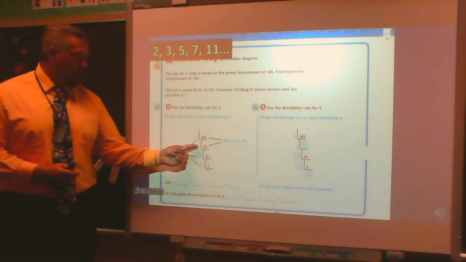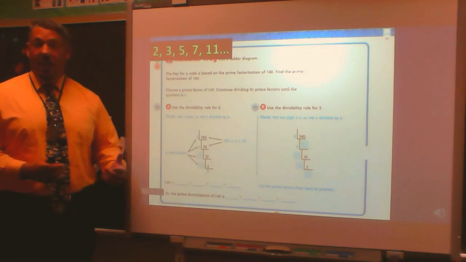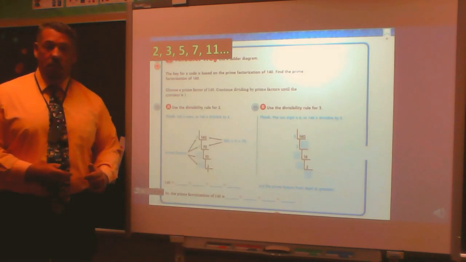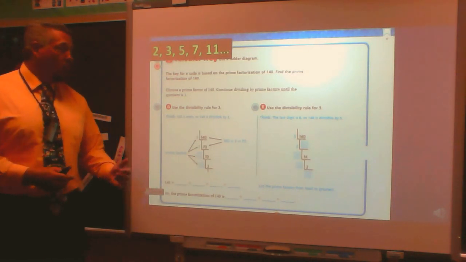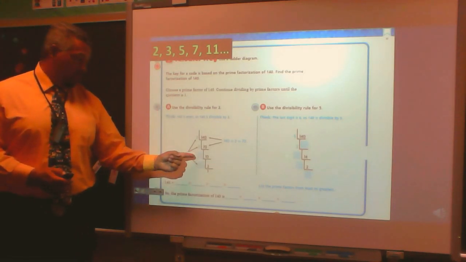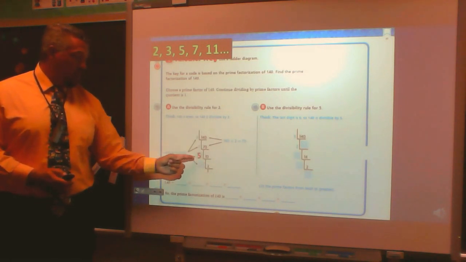And 7 will go into it, as we said, 10 times, so that 10 is the quotient, but it's not prime. So they built a division box around it. So from 10, we're going with our 2, 3, 5, 7, 11. Will 2 go into 10? It will, 5 times. Well, 5 goes into 10 2 times.